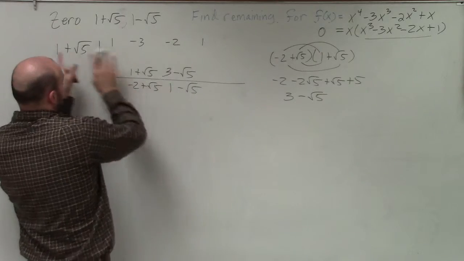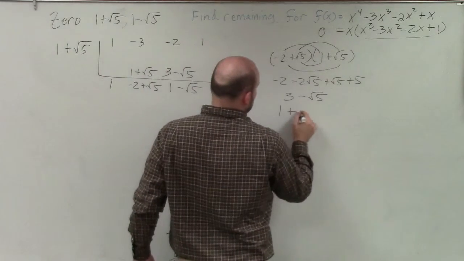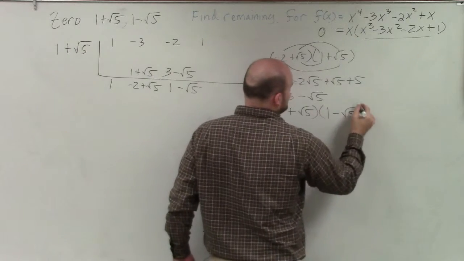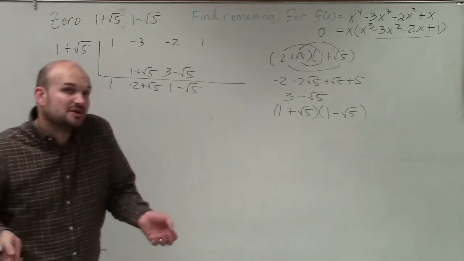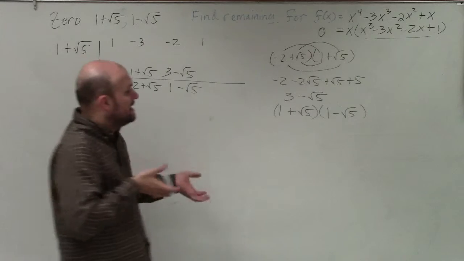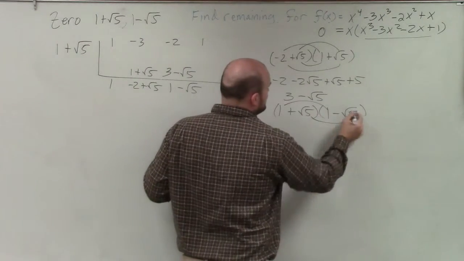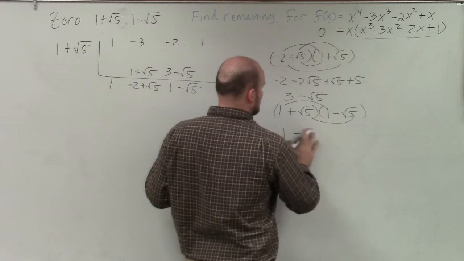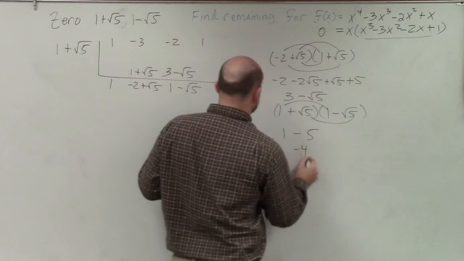Again, now I need to multiply these two. What's nice about multiplying them is that hopefully you see this is going to produce the difference of two squares. The first two terms are the same, the last two terms are the same, addition and subtraction. So I only need to multiply the first terms and the last terms, which gives me 1 minus 5, which equals -4.